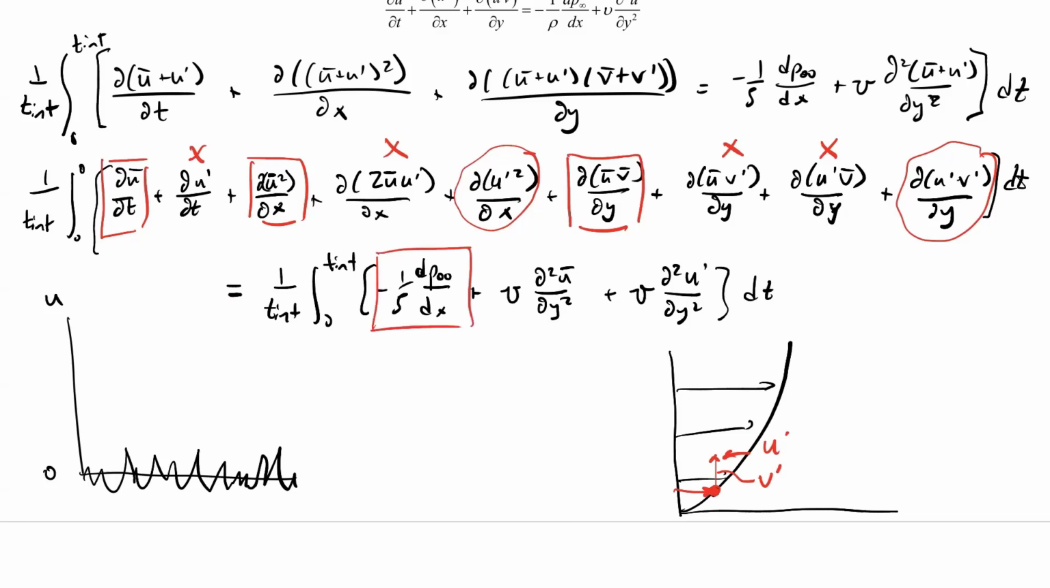What about d squared u bar? This is going to stick around at its average value. And then this d squared u prime, that goes away. We're just taking the second derivative of variability again. So that goes away.